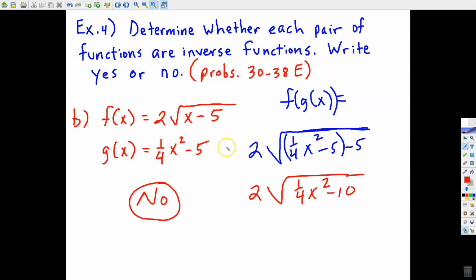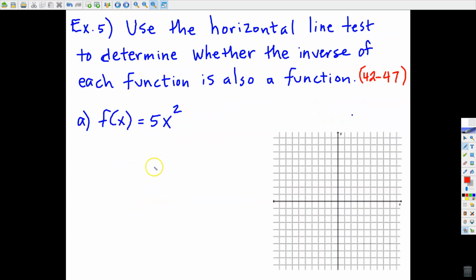To be yes, to be inverses, you have to get x when you do both the f of g and the g of f composite. All right, so that takes care of example number 4. And now when you get to these problems 42 to 47, you actually don't have to graph these. But what I want to illustrate here is what we mean by the horizontal line test to determine whether the inverse of each function is also a function.